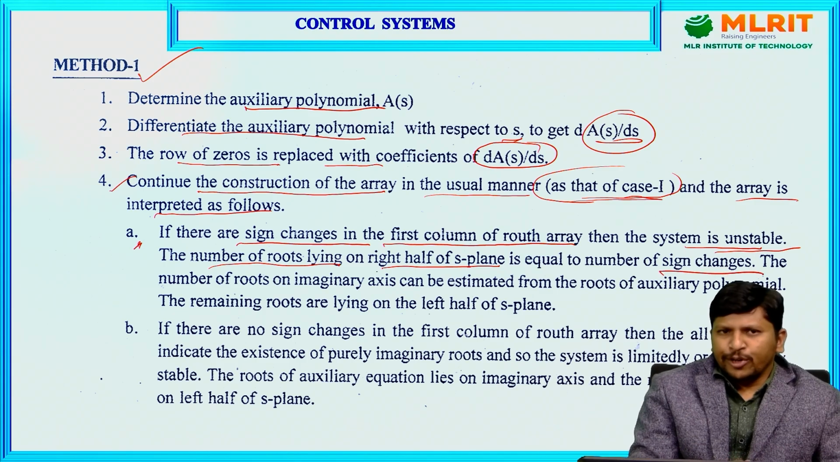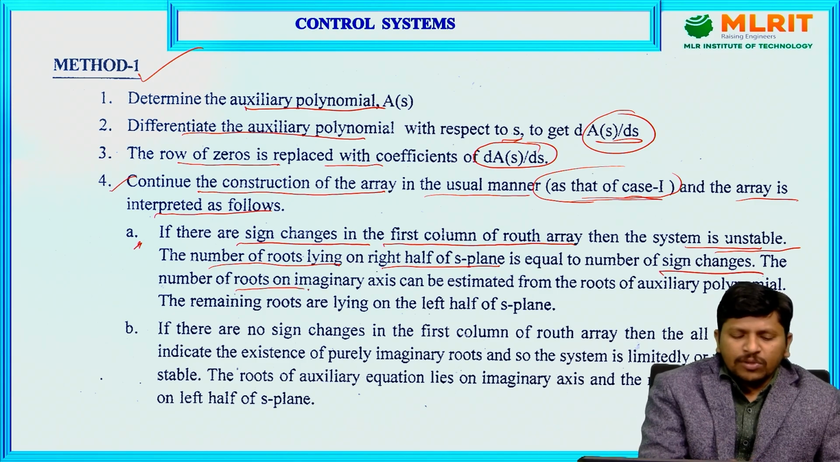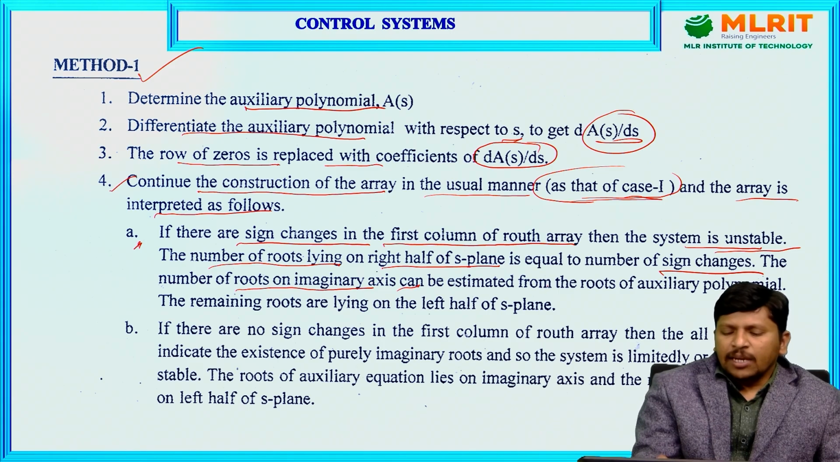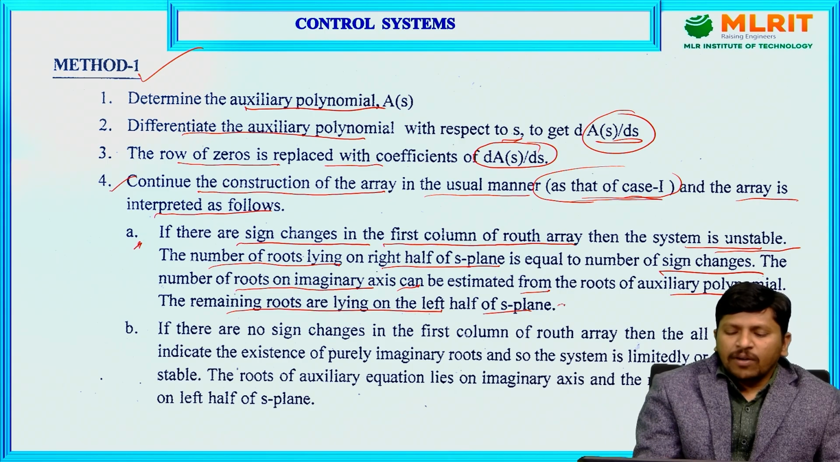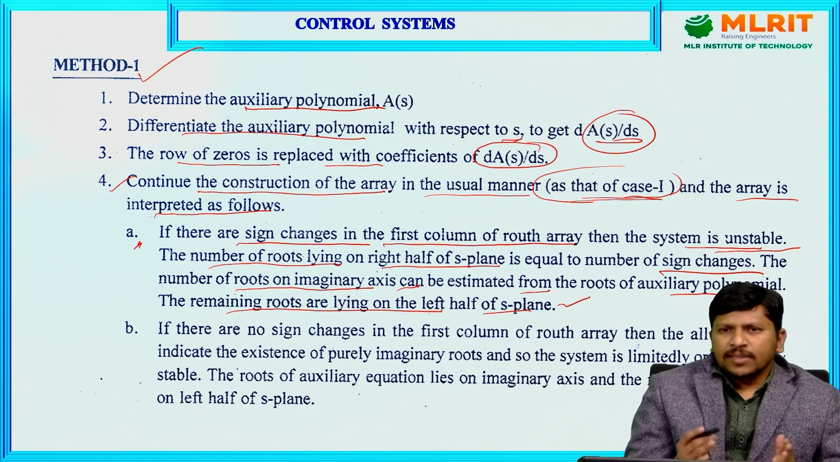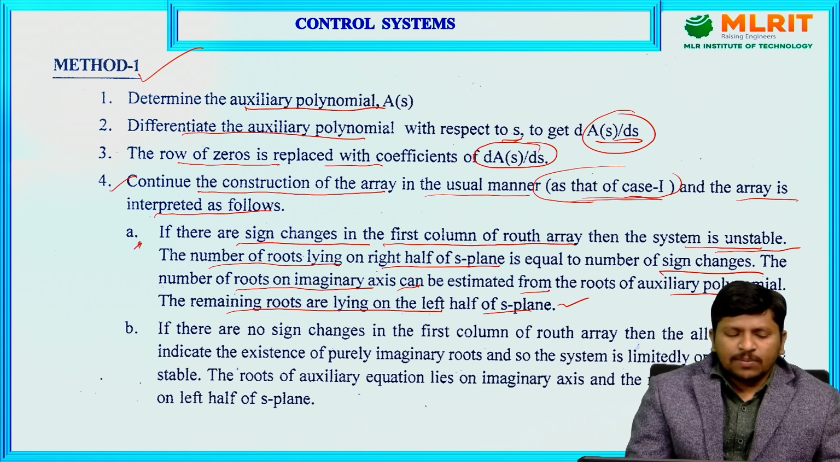That is the important point. Next, the number of roots on the imaginary axis can be estimated from the roots of the auxiliary polynomial. The remaining roots are lying on the left half of the S plane. Some of the roots are lying on the imaginary axis, some are in the left half of the S plane.